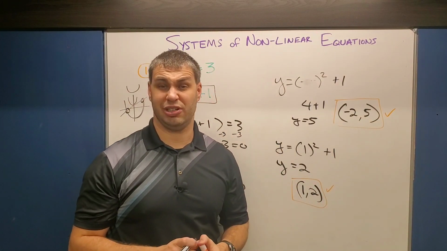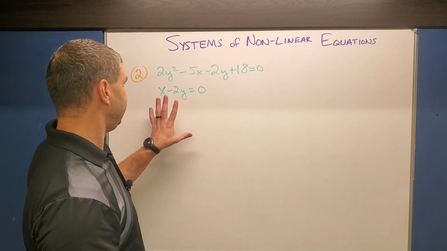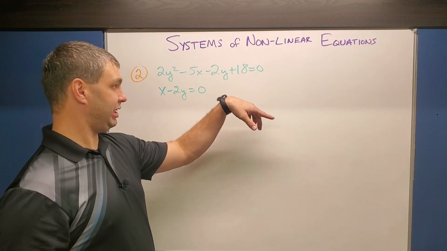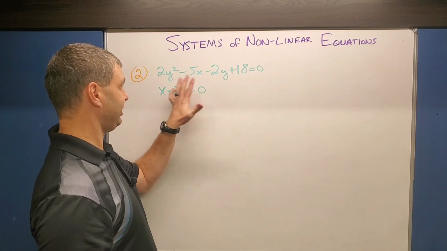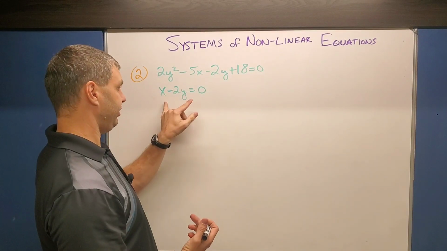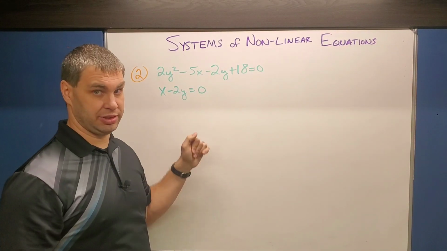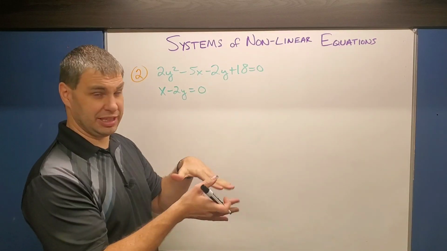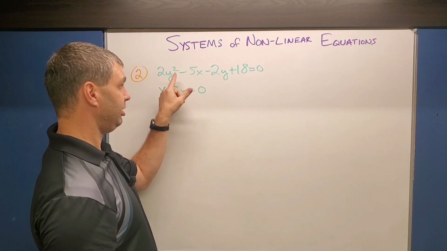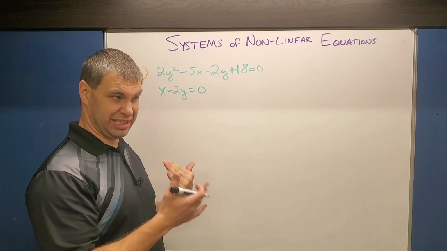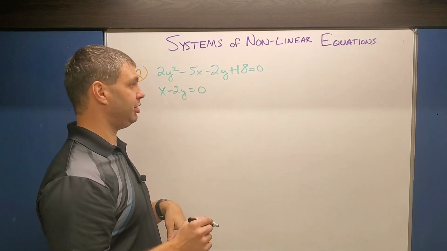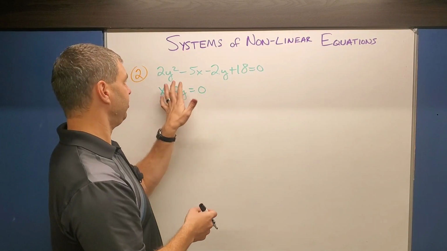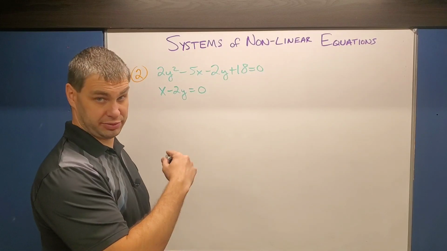Let's try a little bit of a tougher one. All right, number 2 here is a little bit tougher because we have this big, long polynomial looking thing with x's and y's, and then another linear function, x minus 2y equals 0. This top one is actually a parabola turned on its side because our y's are squared, right? When you have the x's squared and the y's aren't, then it's going to be a parabola that's either up or down. When the y's are squared, it's one that's either on its side, left, or right.